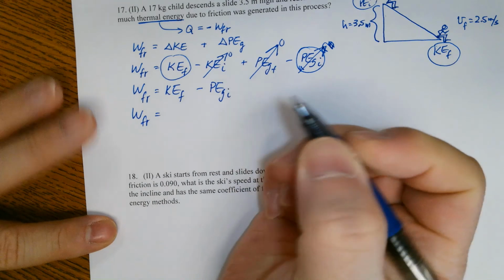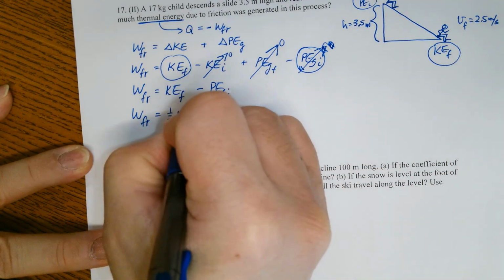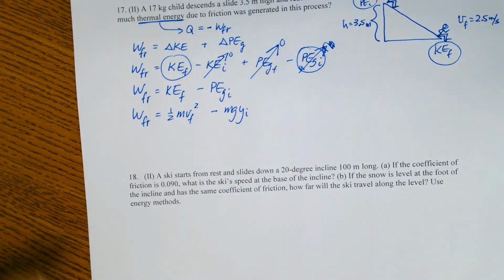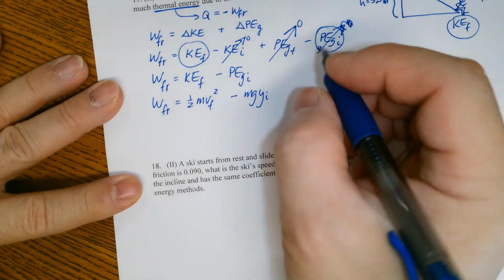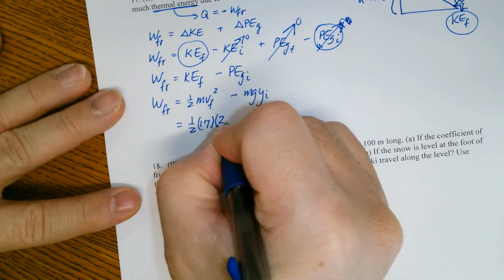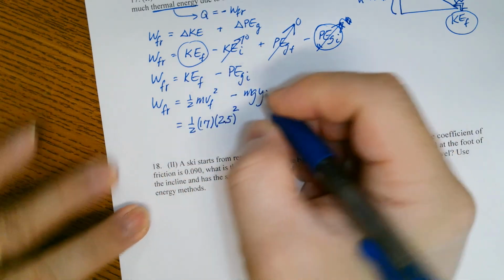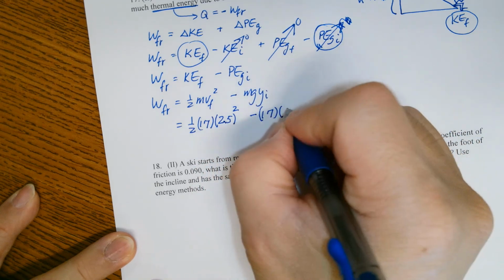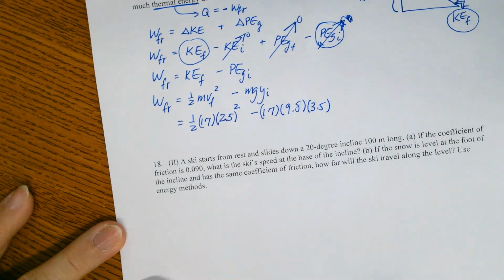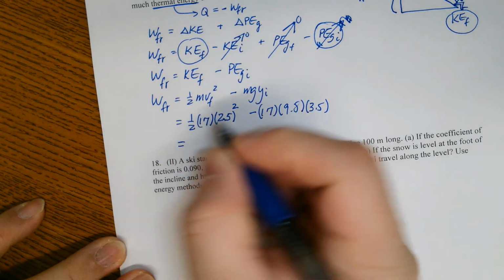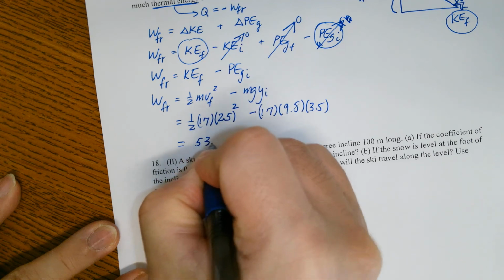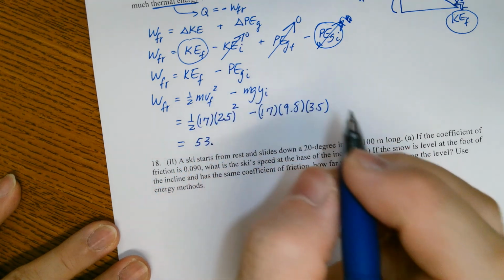So how much work is done by friction? So here we have 1/2 m v final squared minus mg y initial, right? So here, 1/2 times 17 times VF, which is 2.5 meters per second squared, minus 17 times 9.8 times y initial, which is the height, 3.5 meters. So if you work it out, I think you'll get something like 53.125, right?